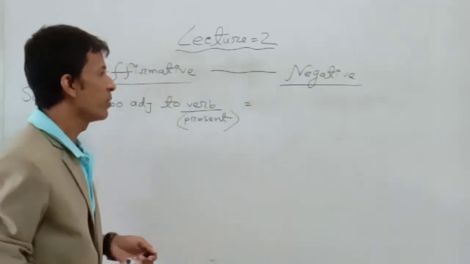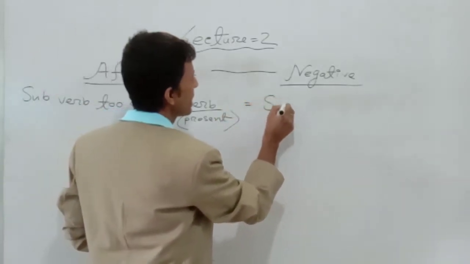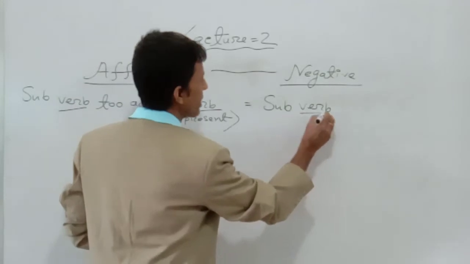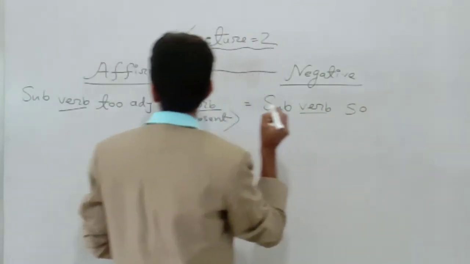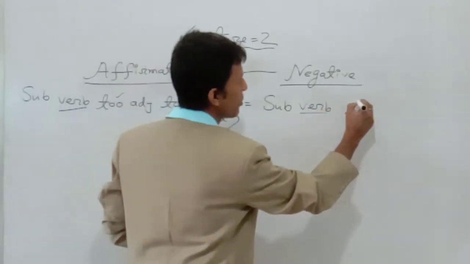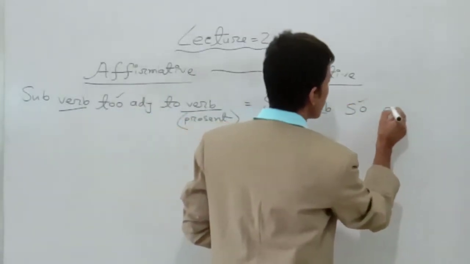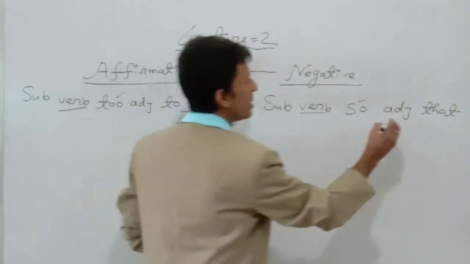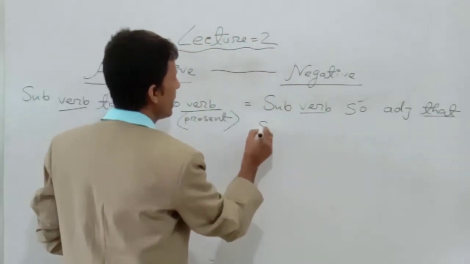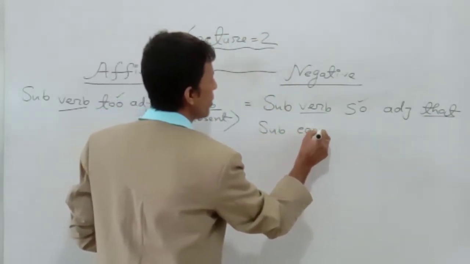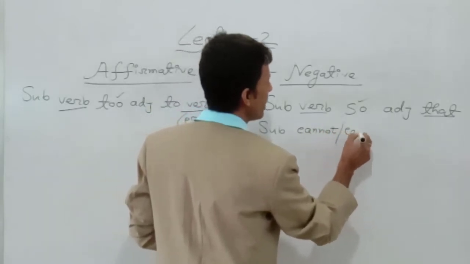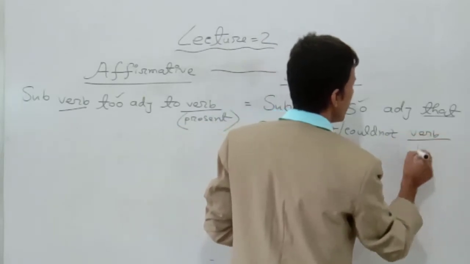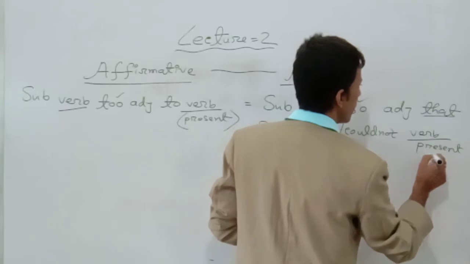Then the negative sentence will also start by writing the subjective case. Then in the second part, the verb will be transferred. In place of "too", you will have to write "so". Then adjective. After that, you will have to write "that". And again, the subject will be written, and cannot or could not will have to be written as compulsory. And at last, the main verb in the present form.